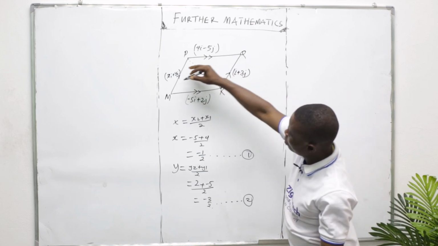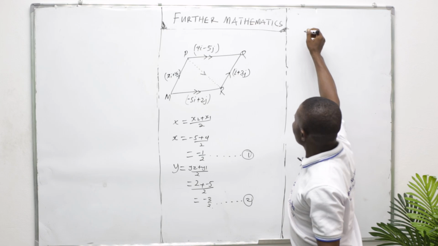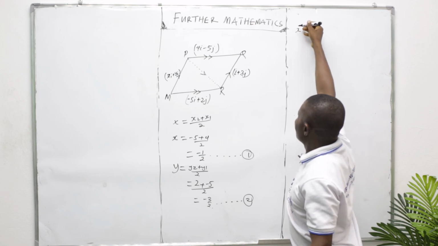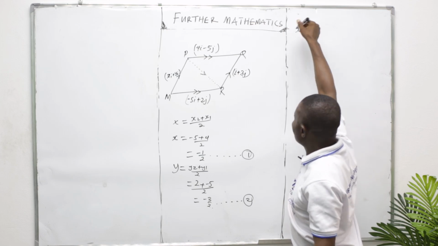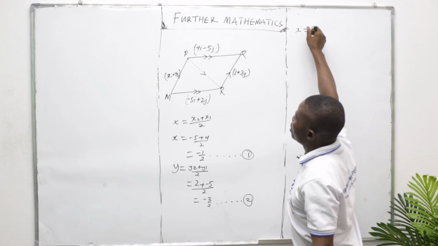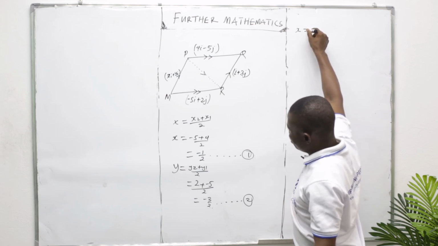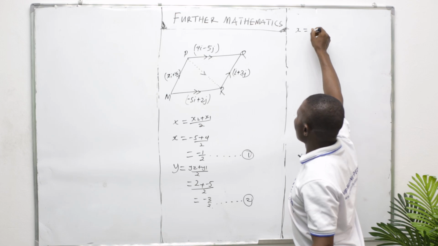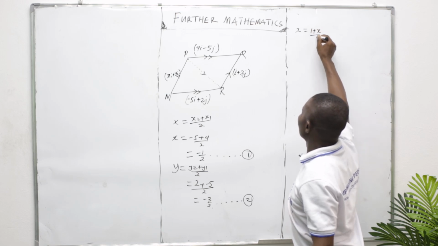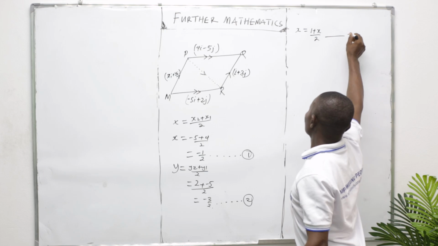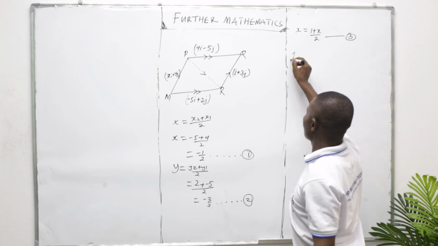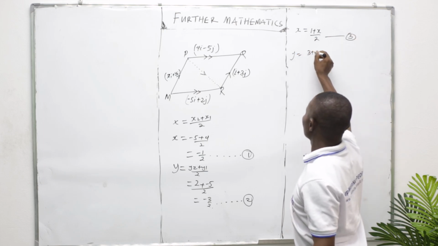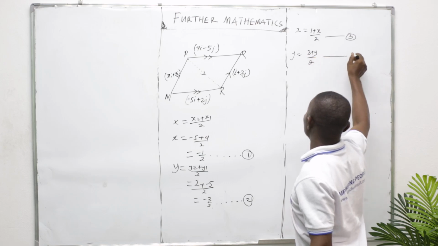I also want to settle the other parallel side by saying another x. You can call it x prime in your mind, but all you need to know is it is x. So, 1 plus x all over 2. Equation 3. For y, 3 plus y all over 2. Equation 4.